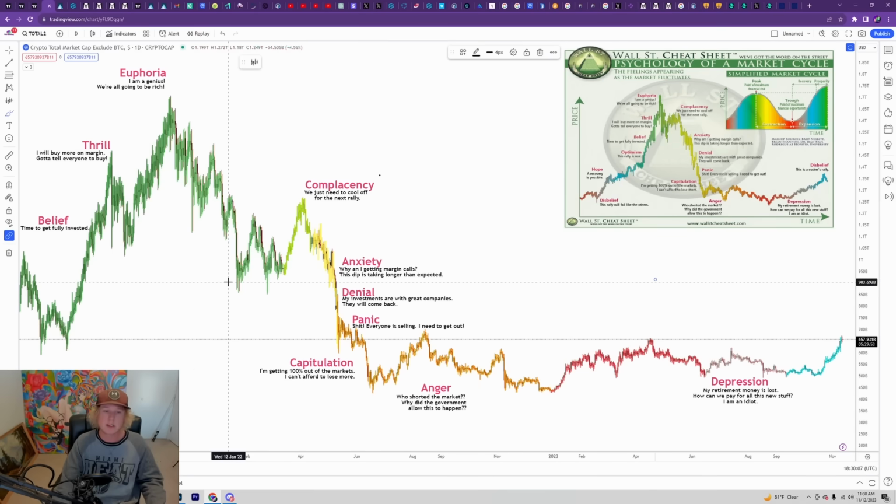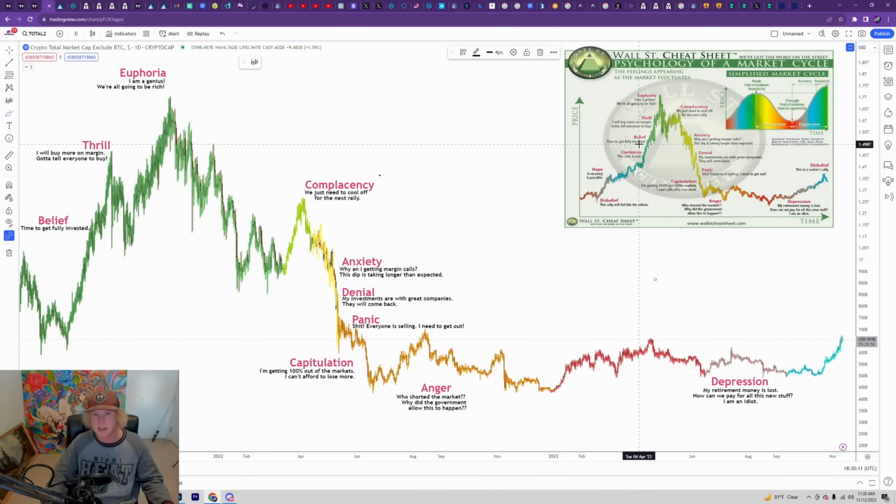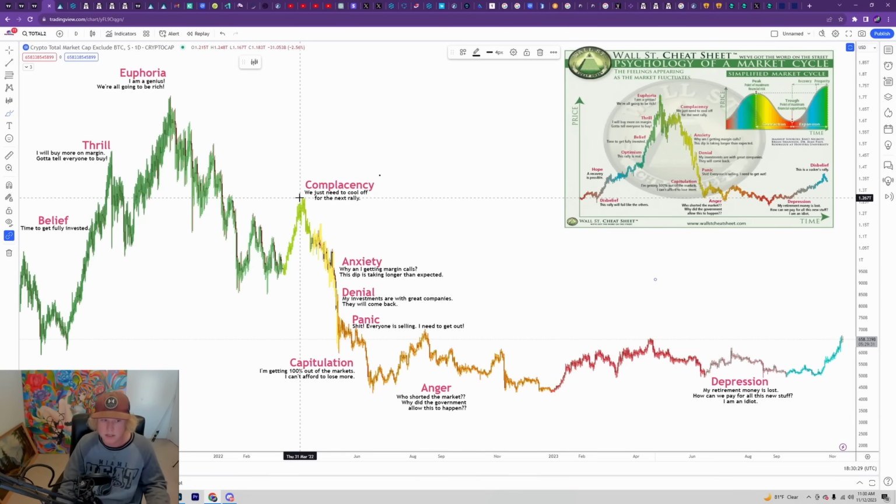Now, initially we get the bear market decline, and this sets in complacency. What we're going to end up seeing is people get complacent with emotions, and this is where people trap themselves into holding long-term, not taking profits, and then they end up losing all of that and giving it back into the market. Complacency: we just need to cool off for the next rally. That's kind of what we saw here at this first lower high at 48,500.